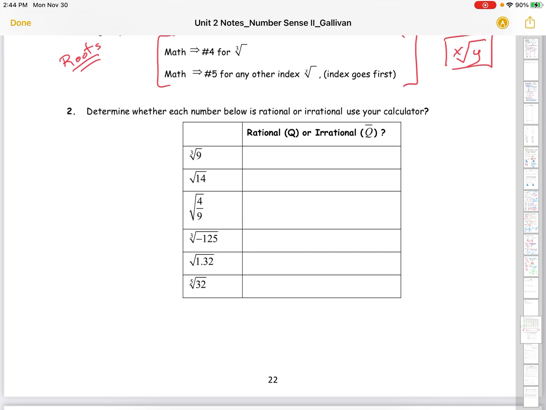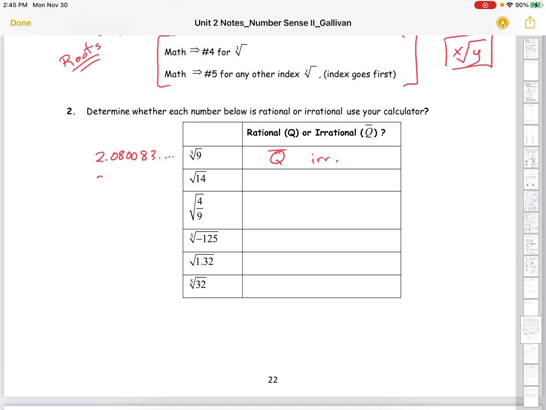So determine whether each number below is rational or irrational. Use your calculator. So if I go cube root of 9, so 9, second function, cube root, I get 2.08008, blah, blah, blah. It's a non-repeating, non-terminating decimal, so it would be irrational.